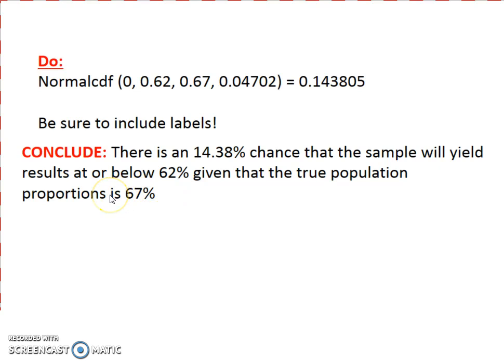I actually should probably change this conclusion because it's not very good as far as including the context of the problem. I should have included a little bit more context there. So maybe let's change this to say there is a 14.3% chance that the sample will yield results. So what are our results here? That the true proportion that support a crackdown on underage drinking is at or below 62%. So include some kind of context in the problem. The wording doesn't need to be perfect, but it does need to include context.